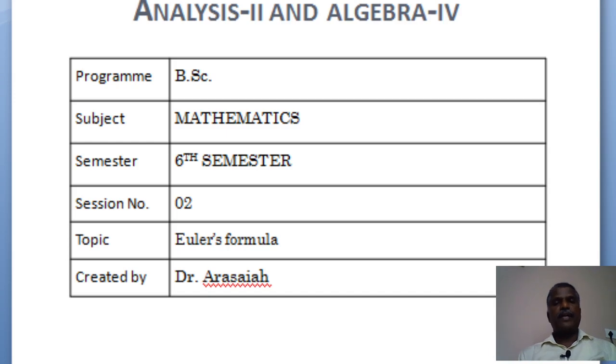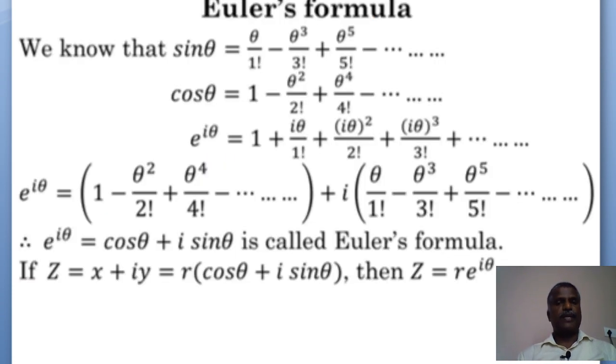Hi friends, here I am going to present session 2 of the paper 7, Analysis 2 and Algebra 4, of 6th semester mathematics. The topic is Euler's formula. Let us see how Euler's formula comes, how we can derive it, what Euler's formula is and its application.